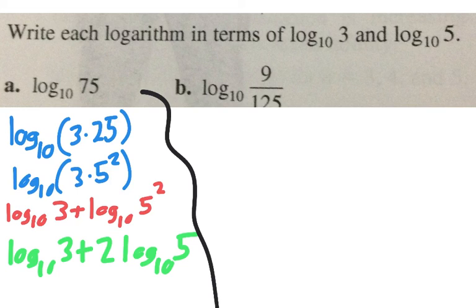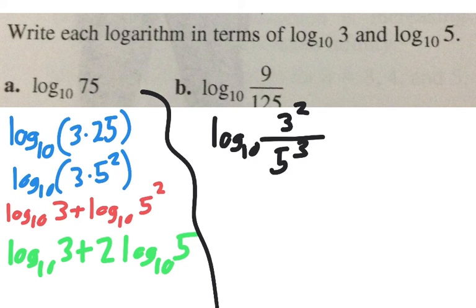So what about B part? How can I rewrite these in terms of 3 and 5? 9 is 3 squared, and 125 is 5 cubed. I like it.